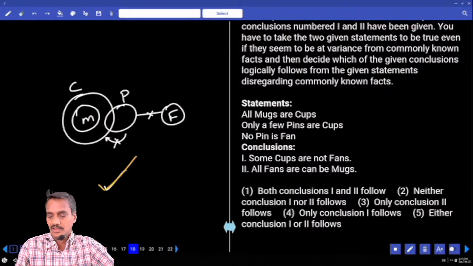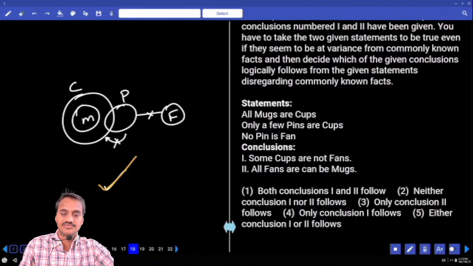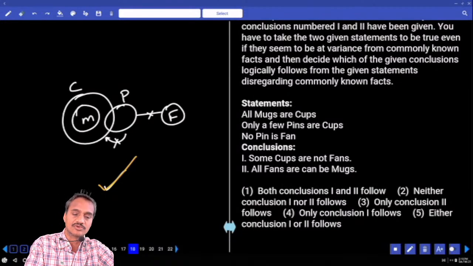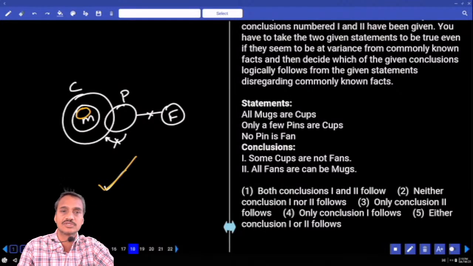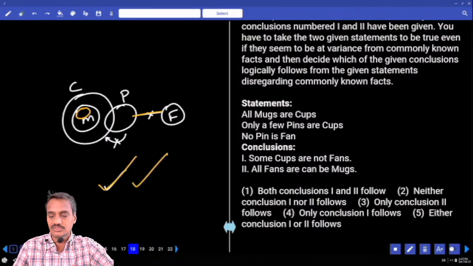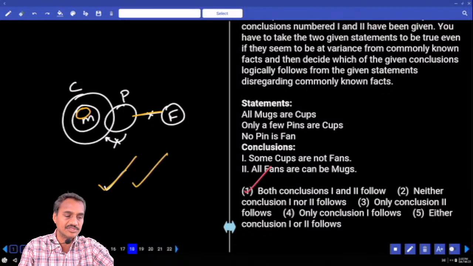All fans can be mugs. Fans and mugs, have so and so. Now tell me whether I can write the fan like this or not. It should not touch the fan, it should not touch the pin. Now I can bring this one. Hence, what is your answer? Both 1 and 2, choice 1, question number 18.